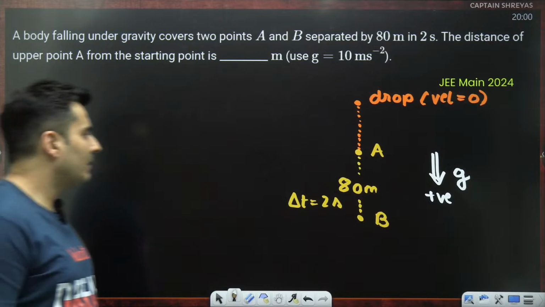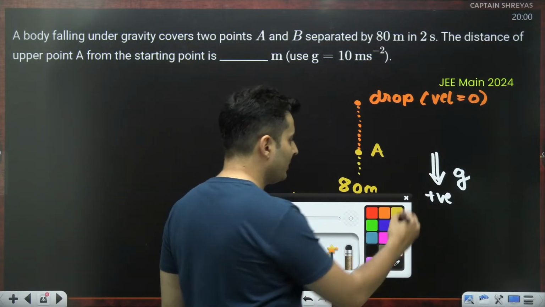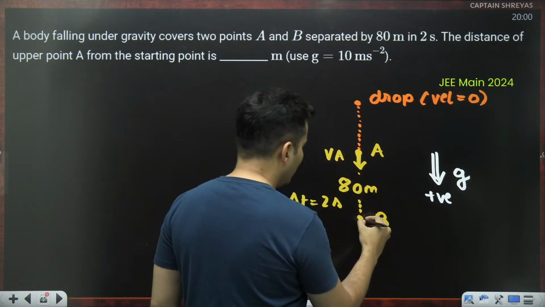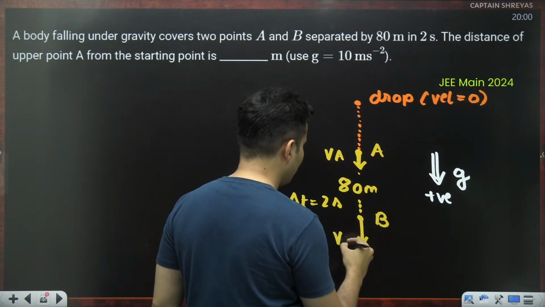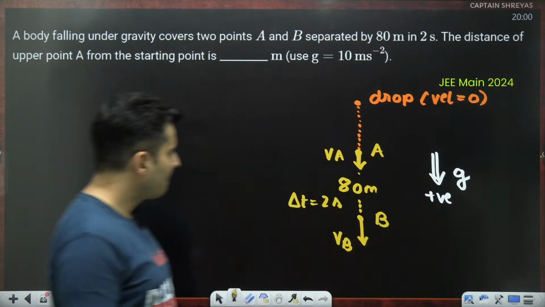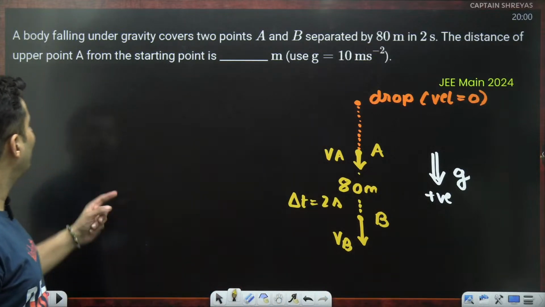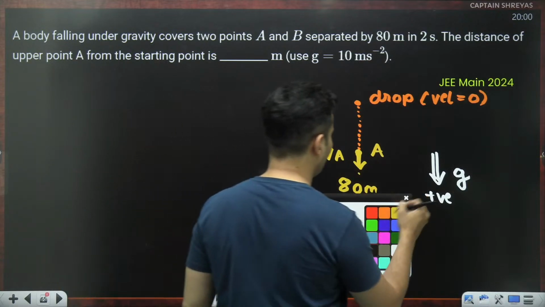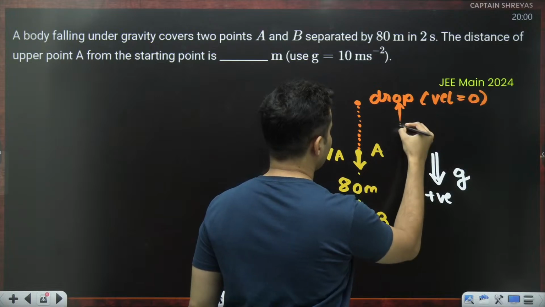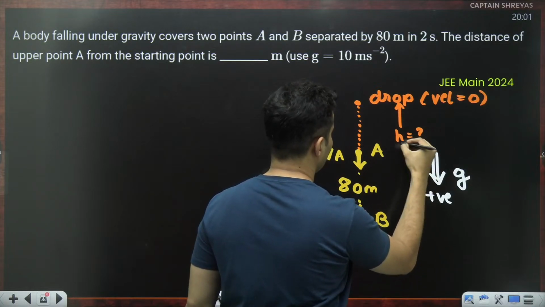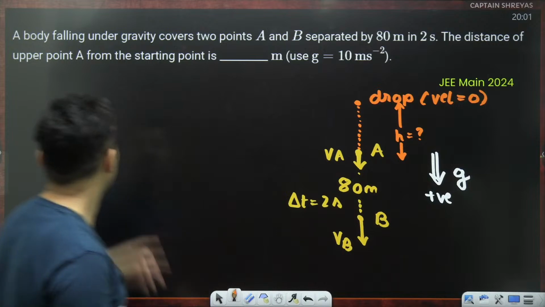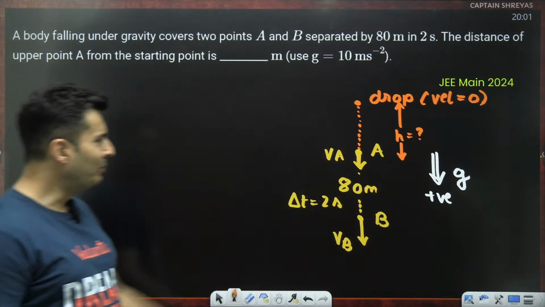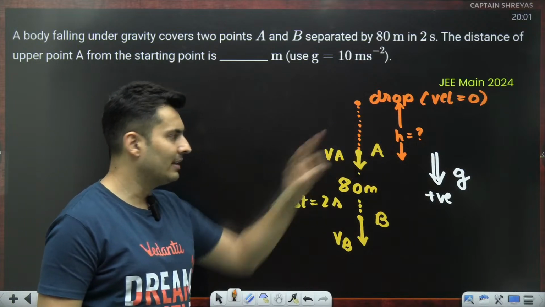I don't know the speed at point A. Maybe I'll assume it to be VA. I don't know the speed at point B. I'll assume it to be VB. I don't know VA, I don't know VB. But I want to know what is this distance. That's exactly the question, guys. The distance of the upper point A from the starting point. Maybe if I know VA, I can find this.